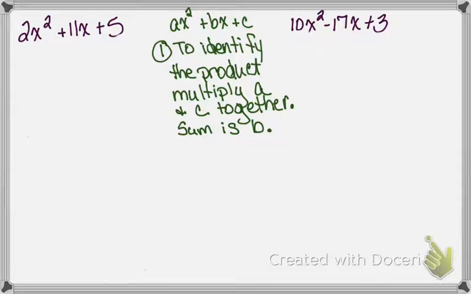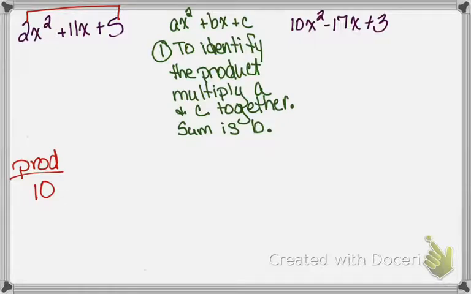Okay? To identify the product, multiply A and C together. Your sum is still B. So, I take my A value, I multiply it times my C value. So, what's my product? In this situation, what's my product? 10. So, my product is 10. Now, my product is positive, so all of those rules that we just talked about still apply. Okay? If I've got a positive product, both positive, both negative. Okay? One or the other.